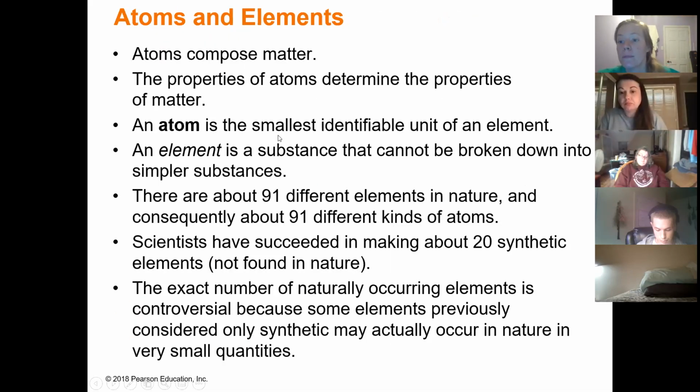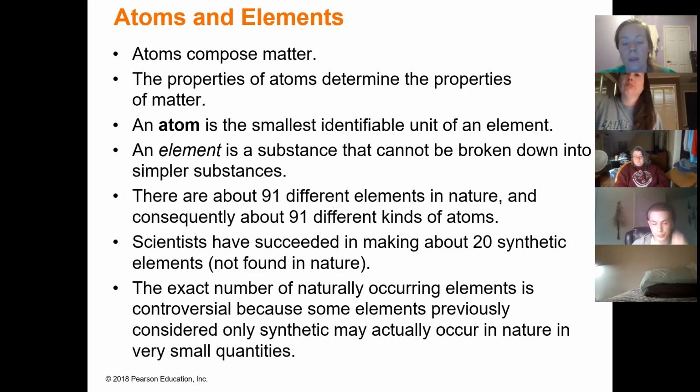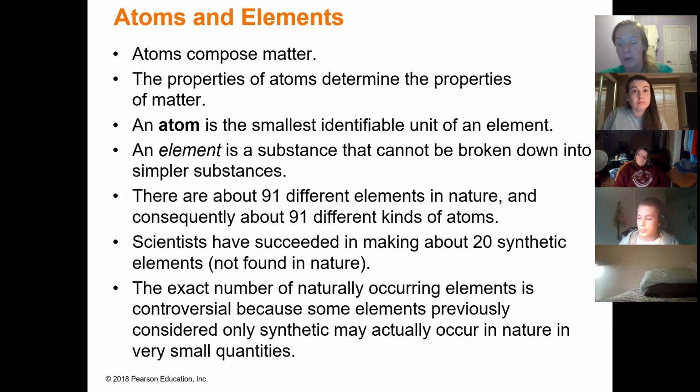Atoms compose matter. So remember, we talked about matter. We said it had to have mass and take up space. Well, when we talk about mass, it means it has to have some sort of atoms in it. So we'll have a variety of atoms in it. The properties of the atoms determine the properties of the matter. So if you have a big hunk of gold, it's going to have the properties of the gold atoms. The properties on the macroscopic scale are coming from the properties of the microscopic atom.